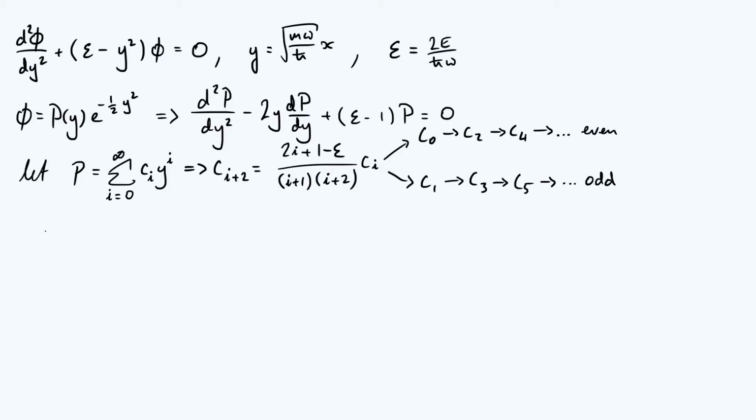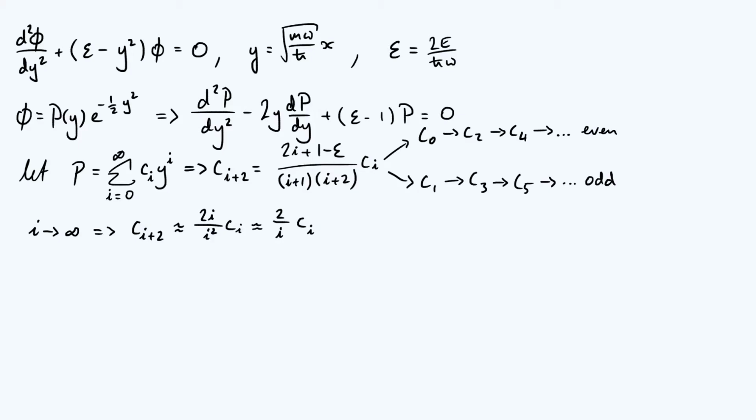So I'm just going to write, as i goes to infinity, what happens? Well, your c_{i+2} is going to be roughly equal to the numerator of that recurrence relation, which is approximately 2i. When i is really big, you can just ignore the 1 minus epsilon, so that's roughly 2i over, and in the denominator you can ignore the plus 1 and the plus 2 when i is really large, so you get divided by i squared, and then that whole thing is multiplied by c_i. So this is roughly 2 divided by i times c_i.